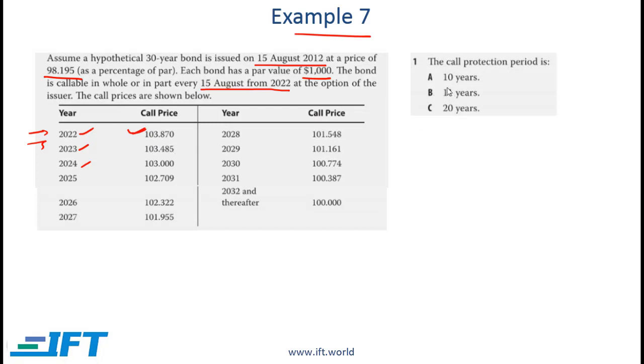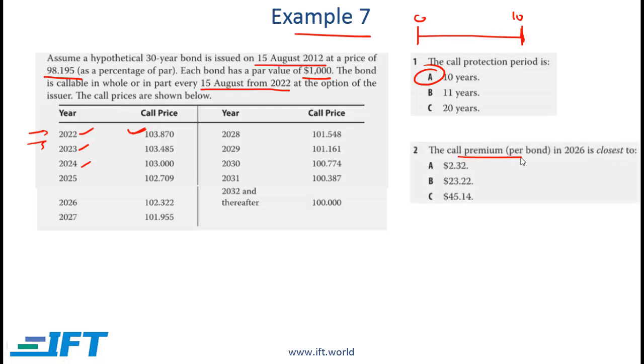Now here is the first question. The call protection period is how many years? The call protection period is the period during which the issuer cannot call the bond. So if the bond is issued here at time 0, which is 2012, until 10 years later or 2022, the bond is not callable. Since this is a 10-year period, the call protection is 10 years.